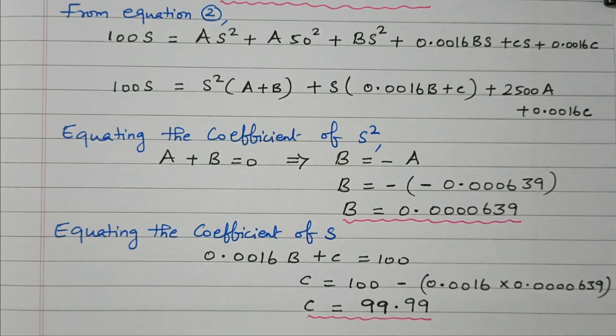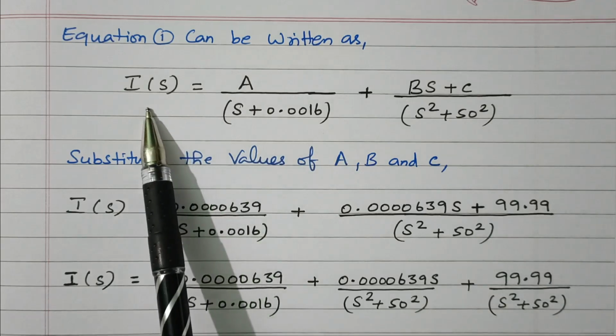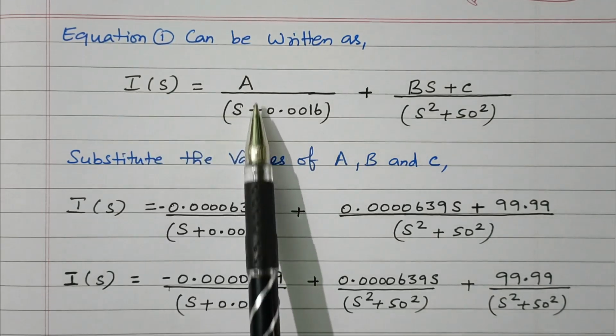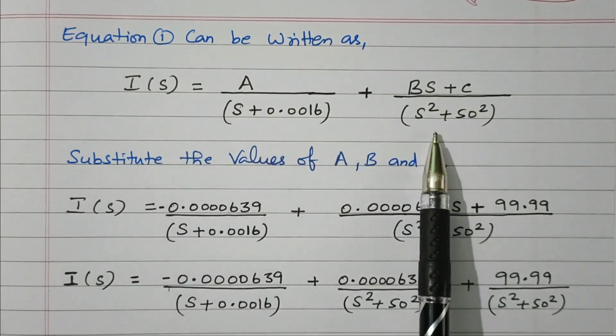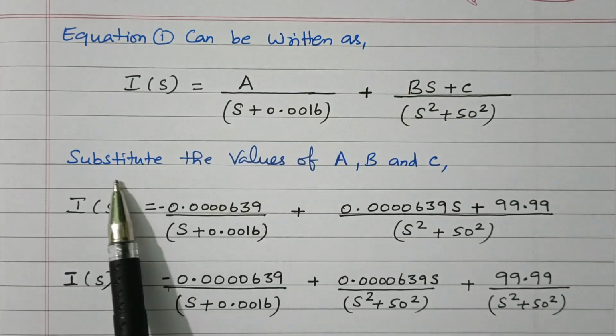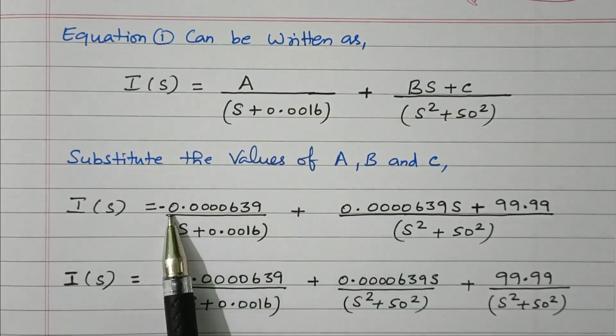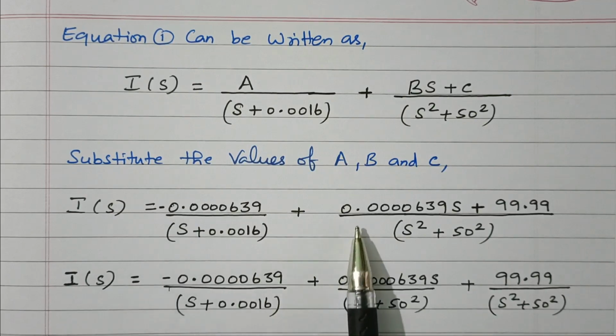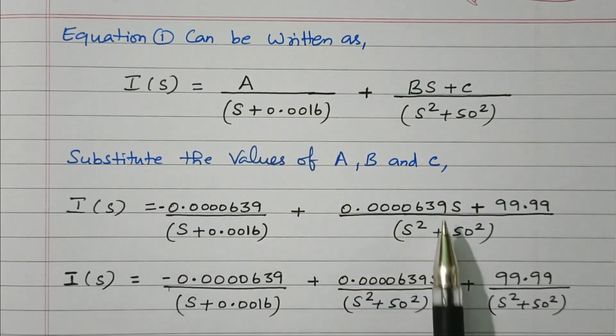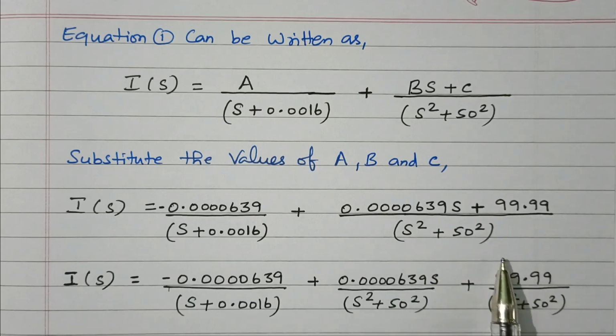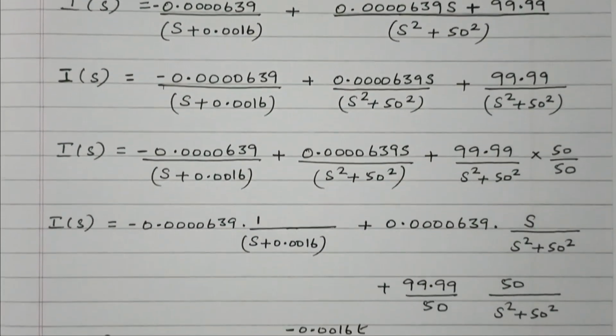Now we can substitute these values of A, B, C in equation 1. Then we can go for the inverse Laplace transform. So this is the equation after the partial fraction technique: A by this term, and B s plus C divided by this term. Now we got the values of A, B and C, so we can substitute them. A is minus 0.0000639. B is plus 0.0000639. C is 99.99. Right. So now we can split these two terms. Here only one term is available, so it is split. Then only we can take the inverse Laplace. Right. So after splitting, what happened?